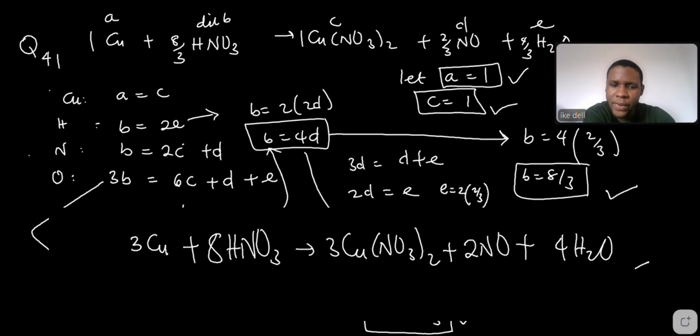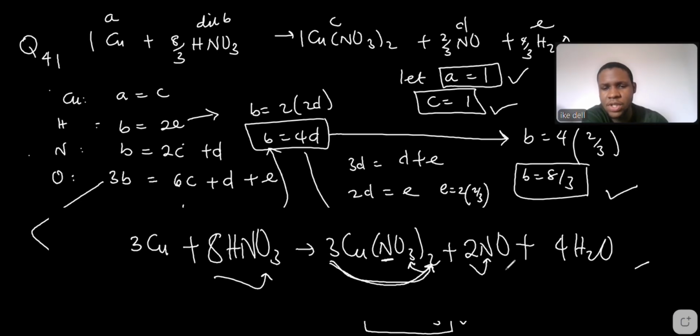Okay, so now let's check. Copper is 3 on both sides. Hydrogen is 8 on the left hand side. 4 times 2 is 8, so that's fine. Nitrogen is 8 on the left. We have 3 times 2, 6 for this one. Then this is 2, so that means 8 total. Oxygen is 8 times 3, 24. This is 3 times 2, 6. 6 times 3, 18 for oxygen. Then 2 times 1 here is 2. 18 plus 2 is already 20. 4 times 1 here is 4. So that gives us 24 as well. So you see that this whole thing is balanced. And that is our answer.